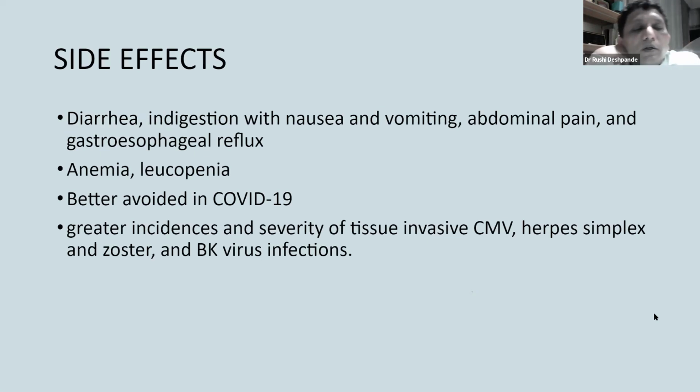Side effects, like I explained to you when I was explaining TAC, are diarrhea, nausea, vomiting, abdominal pain, cramping, gastroesophageal reflux. Now, because of its antiproliferative effect, you are going to see low hemoglobin, low platelets, low WBC. Better avoided in the COVID-19 pandemic because of its antiproliferative effect. That being said, now that we are routinely transplanting patients in the COVID-19 pandemic, we are using MMF, but monitoring the WBC count fairly closely. It is a problem because the side effects include significant viral infections.